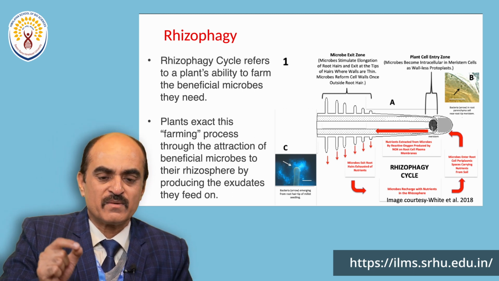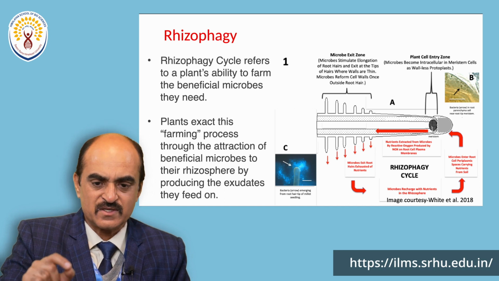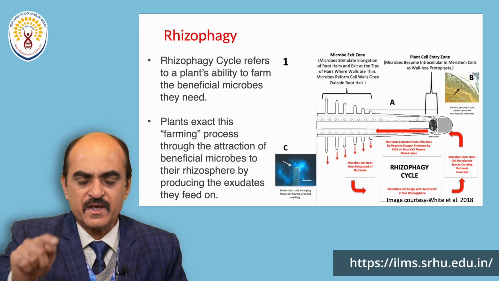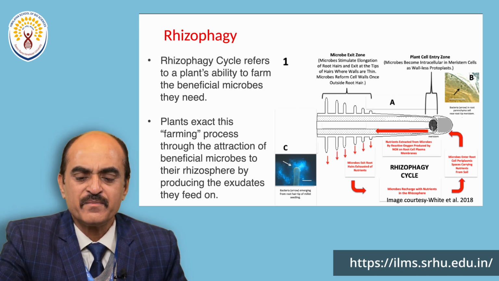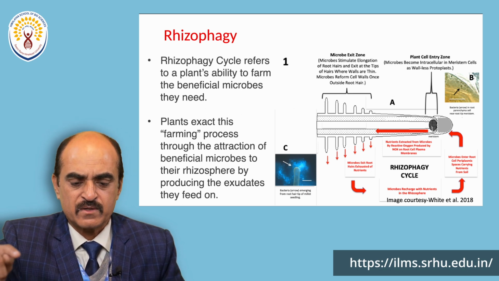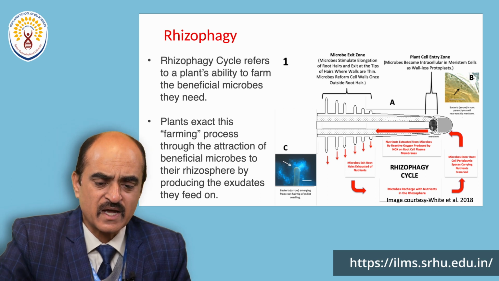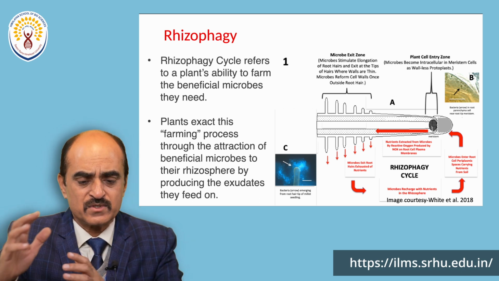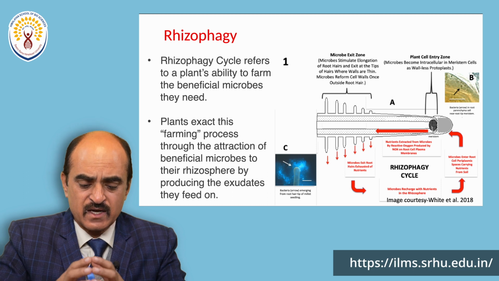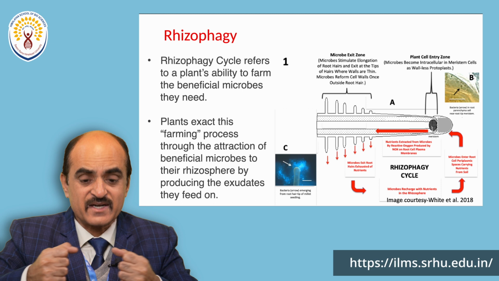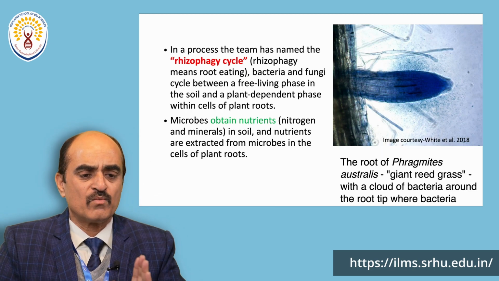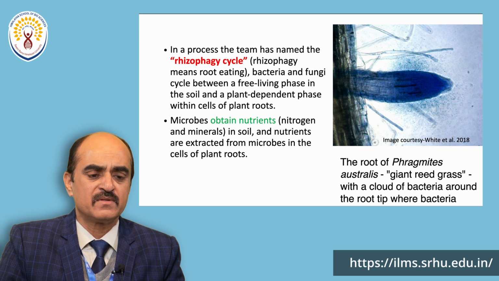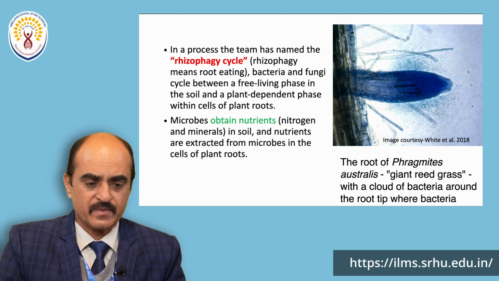The first picture shows the microbes exit zone, which we will discuss later, and there is the A. The plant cell entry zone, the microbes make their entry through this, and then B, the microbes go inside the plant. Once they go inside, the nutrients captured by the microorganisms are extracted by the plant roots. In this process, the team has named it the rhizophagy cycle.